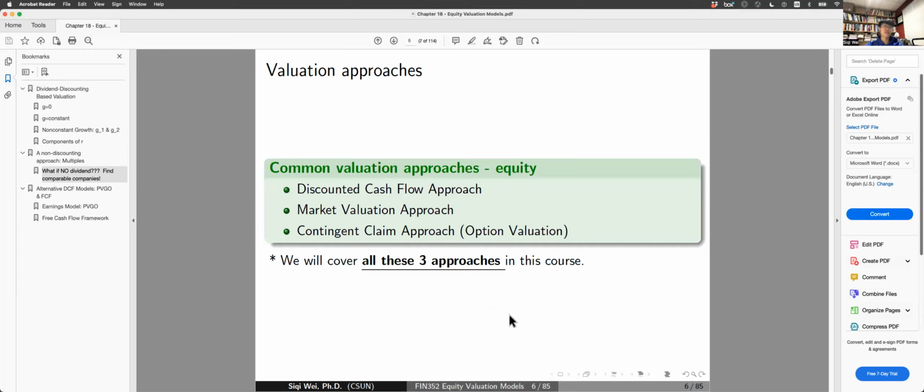Okay, so on this slide, I summarize the common approaches when it comes to the valuation of the equity. DCF, the market valuation approach, where we use financial ratios, the PE ratio, to establish the value and look at the comparables, and the third one is called the option valuation. Okay, we'll save that for the second half of the semester.